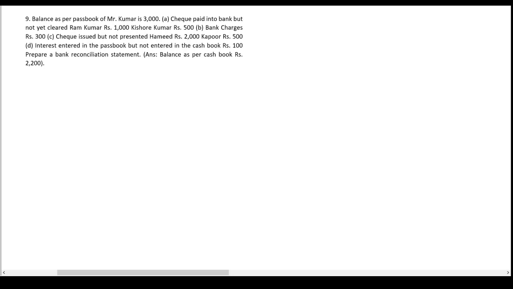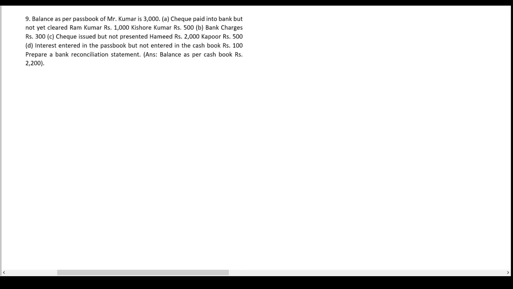Bank charges rupees 300. What happens for bank charges? Bank charges will be recorded by the bank, but it will be recorded in the cash book only when we come to know that bank charges have been charged. So it has not been recorded in the cash book. Checks issued but not presented: Hamid 2000 and Kapoor 500. We have issued checks to Hamid and Kapoor, but the checks were not presented for payment. Interest entered in the passbook but not entered in the cash book rupees 100.